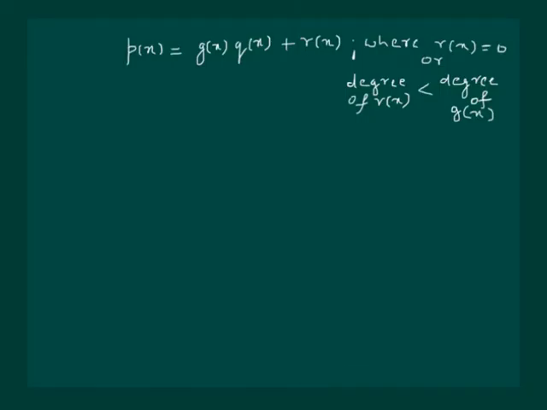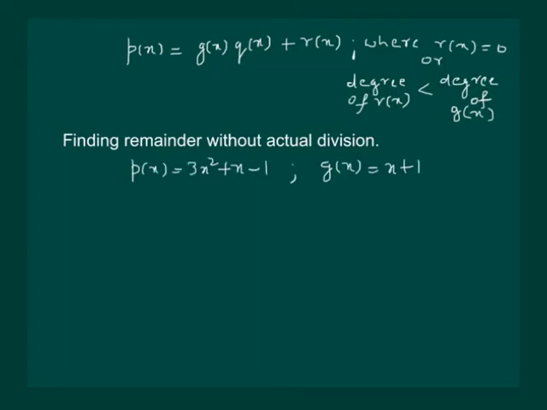We just now discussed that for polynomials, dividend is equal to divisor into quotient plus remainder holds, and remainder can take value either 0 or any polynomial whose degree is less than the degree of divisor. Let us discuss the way of finding remainder without actually dividing the two polynomials. Suppose we have to divide p(x) by g(x).